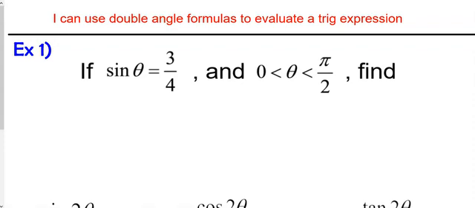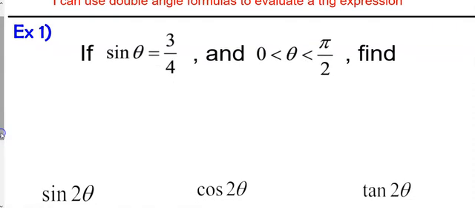So what we have here is telling us if sine theta equals 3 over 4, and theta is between 0 and pi over 2, find, and we're going to find 3 different things: sine of 2 theta, cosine of 2 theta, and tangent of 2 theta. So you're going to see this worked out with all 3 of our double angle formulas.